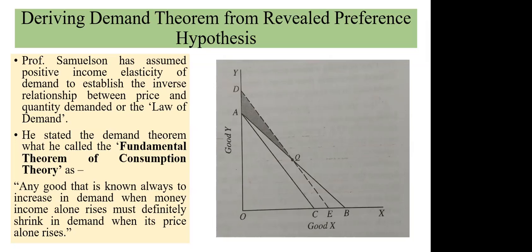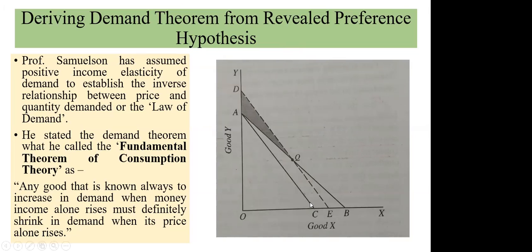Now, to understand this scenario, we'll take help of this graph, where on the x-axis there is the quantity of good X, and on the y-axis there is the quantity of good Y. Now, initially, suppose the first initial price line was AB. Okay, and the consumer was at this point Q, and he revealed his preference for point Q, and he revealed other points as being inferior to it. Now, suppose there is a price rise in terms of good X. So this AB price line will shift from AB to AC.